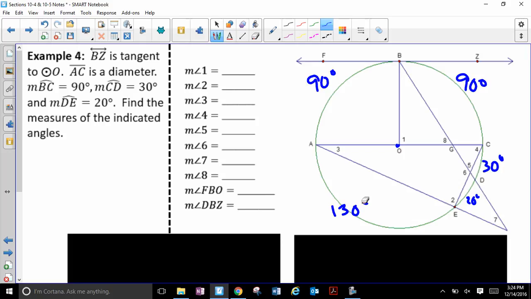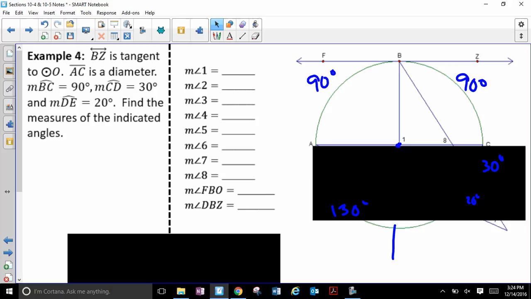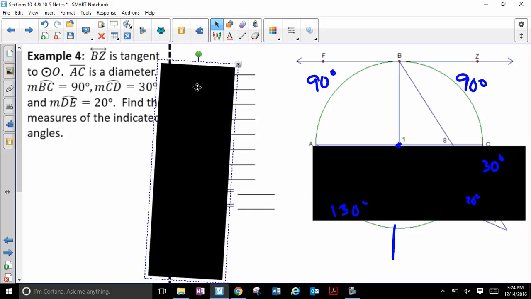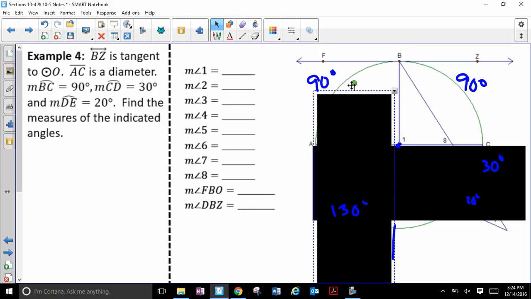Now, we want to find the measure of angle 1 first. So then you ask yourself, where's the vertex? The vertex for this is on the center. So then I have these here to kind of cover up. So angle 1 is this, and then it's here. So you might have to just cover up some stuff for yourself just to help out.